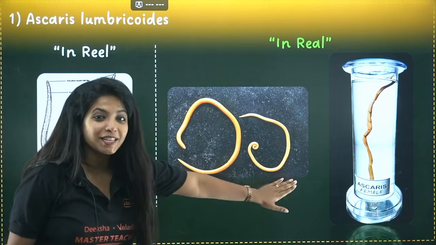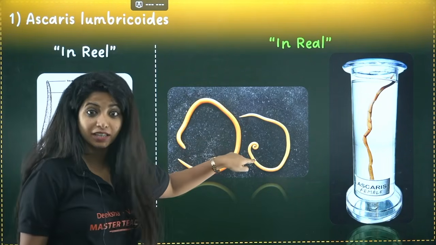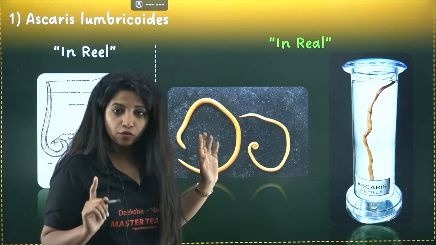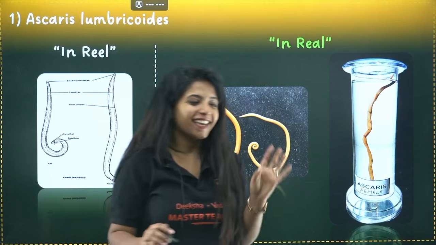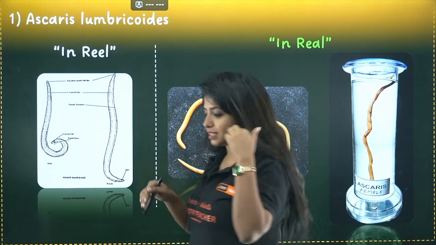Now tell me which one is male and which one is female. Obviously this one is male because it is small and it has a curved end, and this one would be a female. So either a picture of this can be given to you, or basically a specimen like this will be given to you.